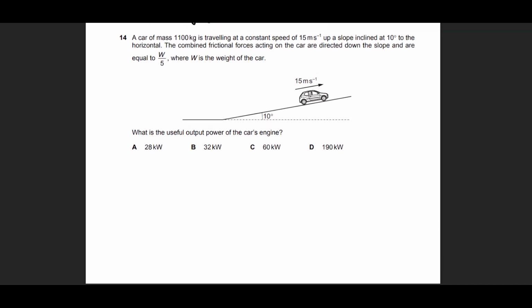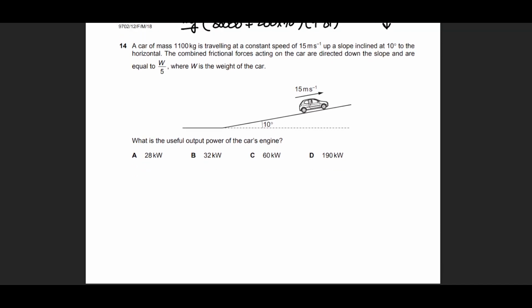Again, exactly the same question as we've done before. He asks, what's the useful power output of the engine? We have an angle, and of course we're going to make the components. This is the weight component. This is the normal reaction. This is the component of weight. How much backward force is actually there? So there is a component of mg sine theta plus W by 5, which is given as a resistive force.